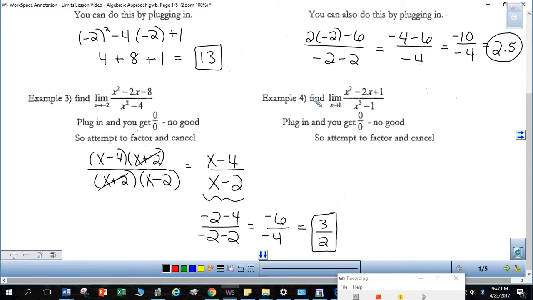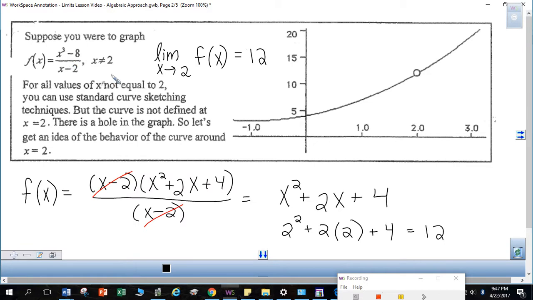In the fourth example, again, if you were to plug in our value, this time we're looking at the limit as x approaches 1, we end up getting 0 over 0. So again, we're going to attempt to factor and then cancel. If we factor this numerator, we get x minus 1 over x minus 1. The denominator is another difference of cubes, similar to what we had over here.